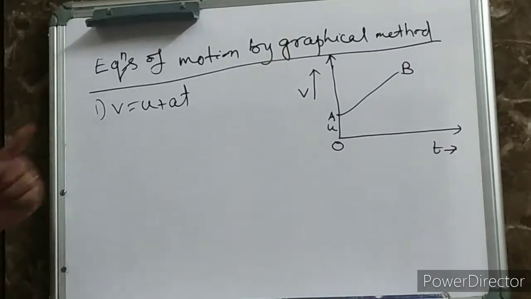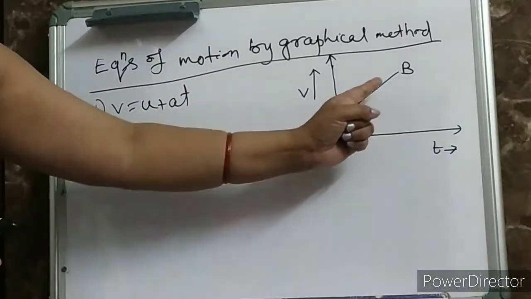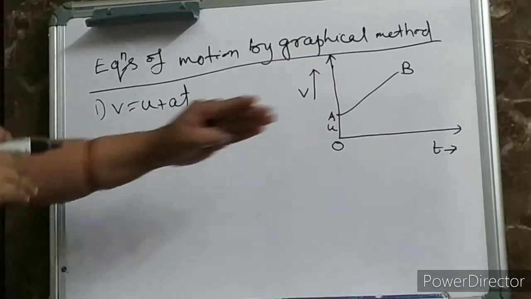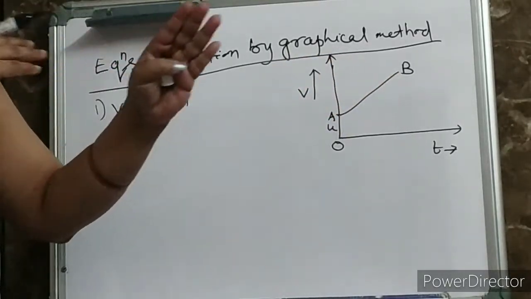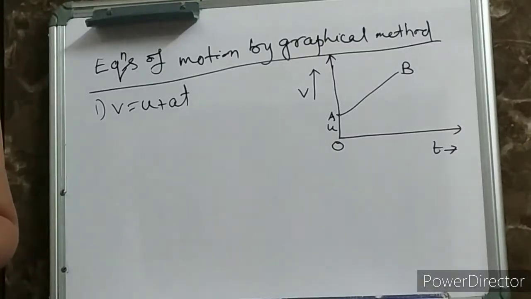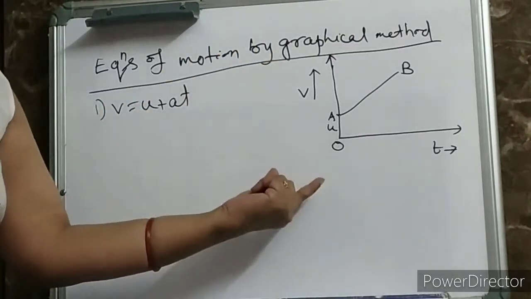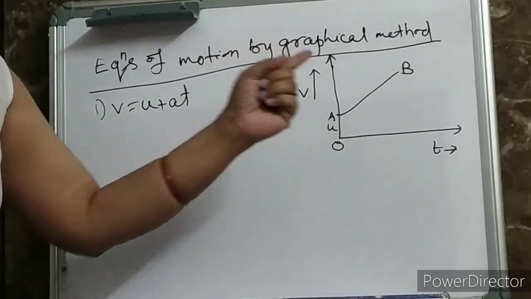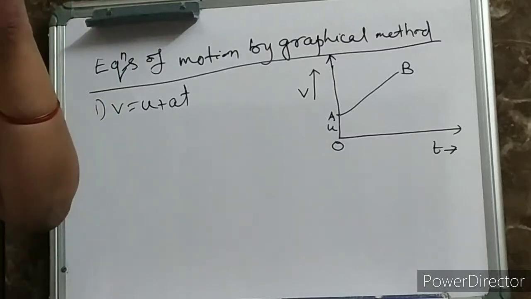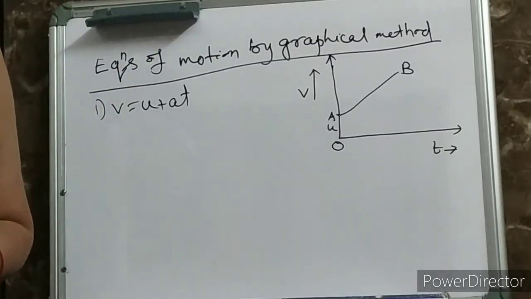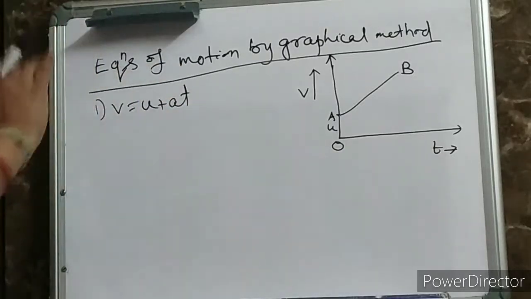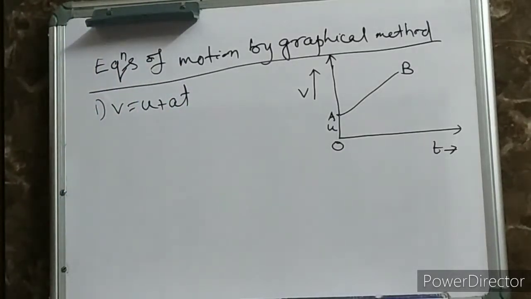So the body is moving with a uniform rate of increase of velocity, which means the body is having some acceleration, because velocity increases at a uniform rate. So there will be some acceleration, and what is that acceleration? Acceleration is A. This thing also we have discussed, and how to calculate the acceleration, that only we are going to use now.